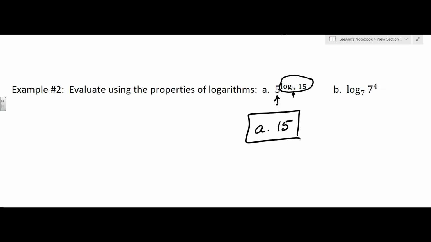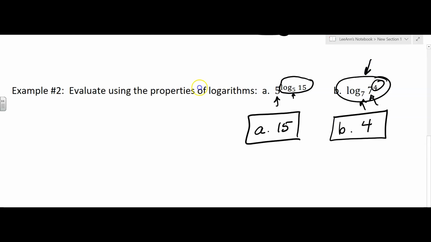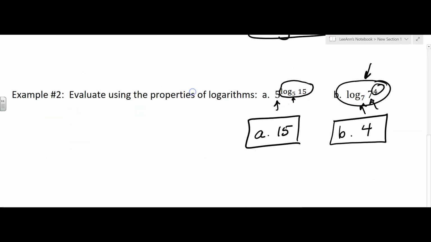Okay, the next one, so you've got the base here, it's a logarithm, and then in the argument you have the same base with an exponent, right? So that whole thing is going to evaluate to be 4. And that's property 4. Now, this property, let me make sure I didn't mix up the two properties. No. Okay, so property 4, that one gets used a lot. Okay, so put a little star by that property because that one's going to get used a lot.